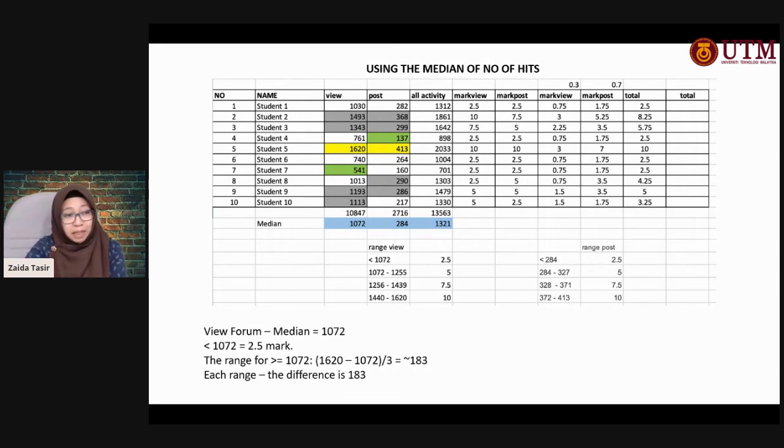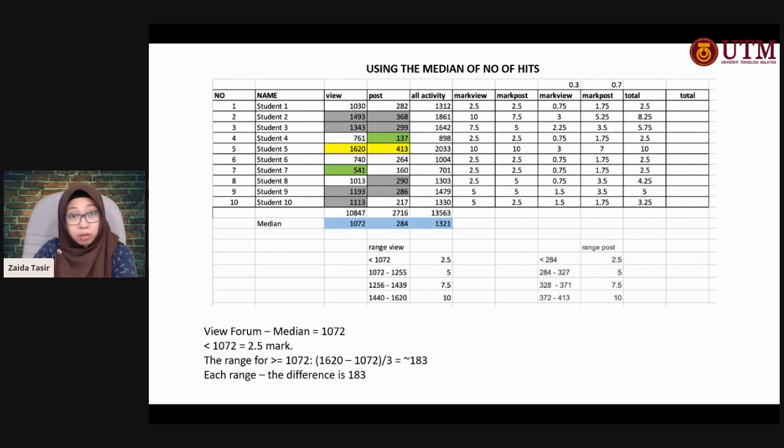If you look at the median marks for view forum, I calculated it to be 1072, and from this 1072 I set a standard. Those who show a total of hits below the median will get only 2.5 marks. But for those who show a total of hits above the median, I divide them into three categories of range.